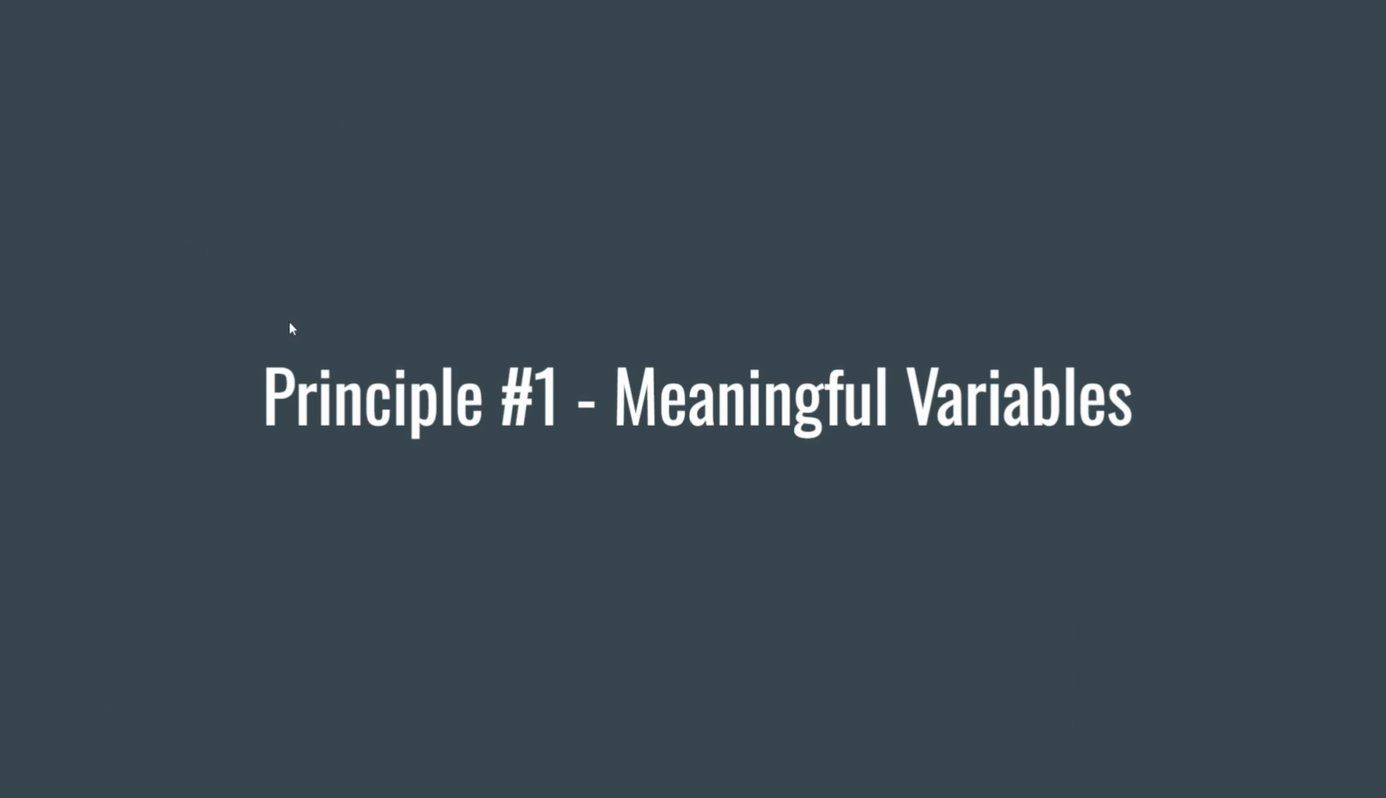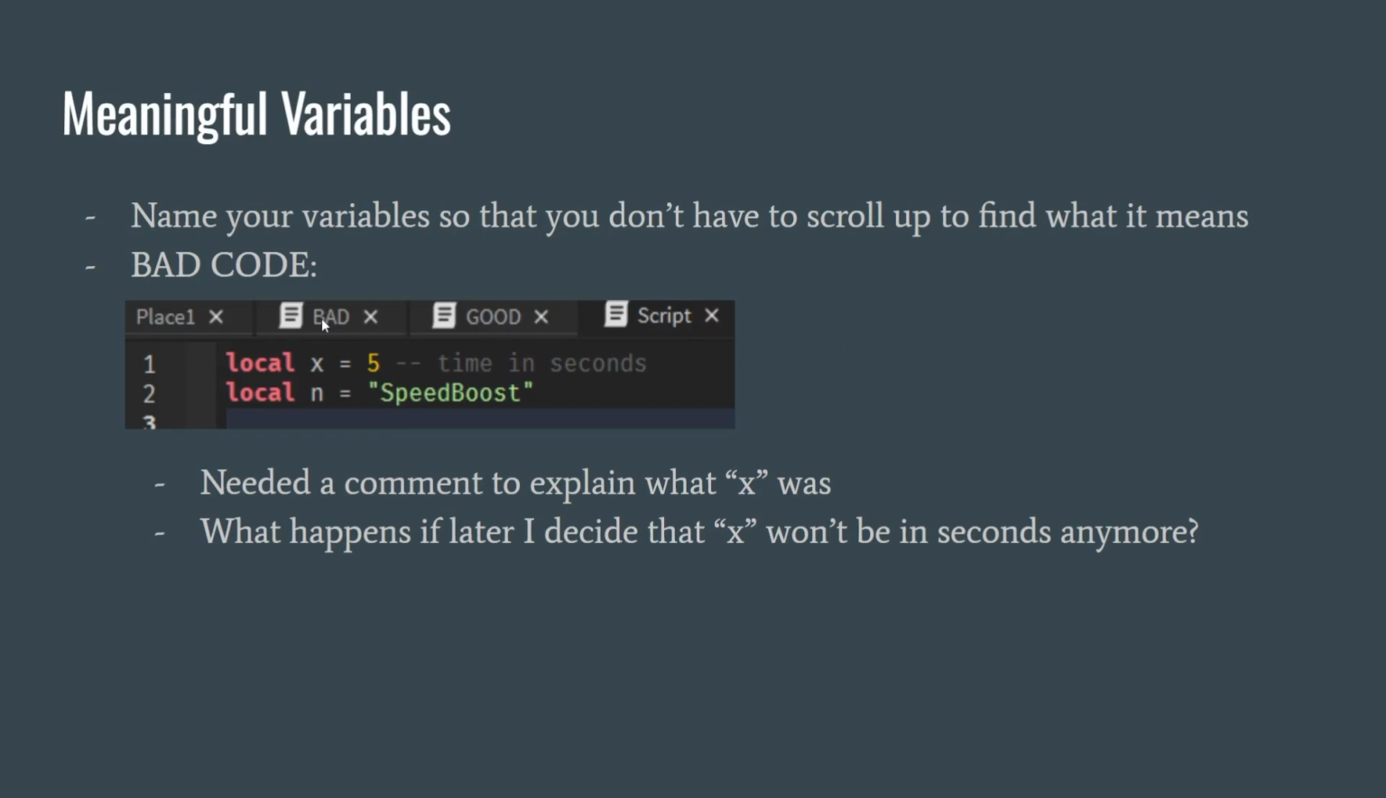So here's the first principle of writing clean code: meaningful variables. Name your variables so that you don't have to scroll all the way up to figure out what they mean. Here's bad code, right? We have local x equals 5, and then a comment that says time in seconds. Okay, so x must mean 5 seconds, and then we have n, which is speed boost. But notice how I needed a comment to explain what x was. Someone reading this would need that comment to know what this 5 represented. And we don't want that.